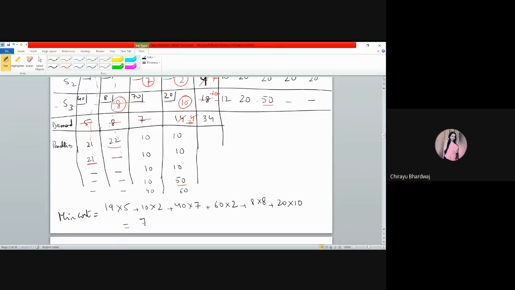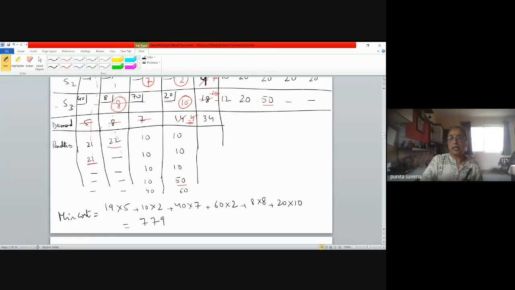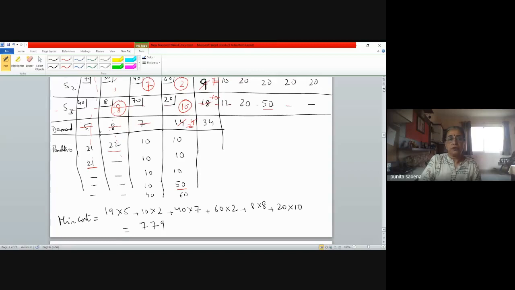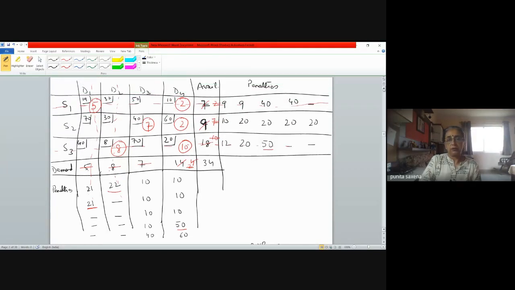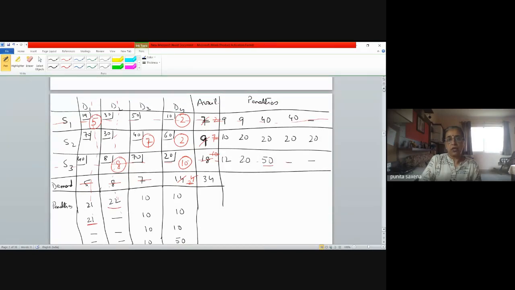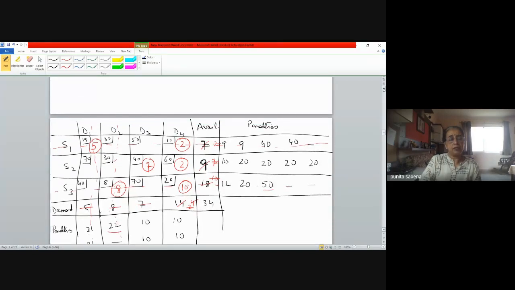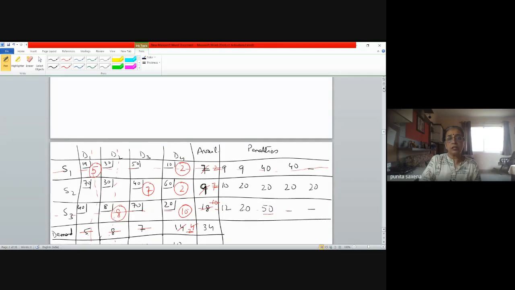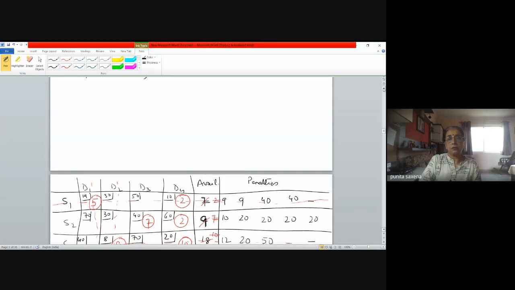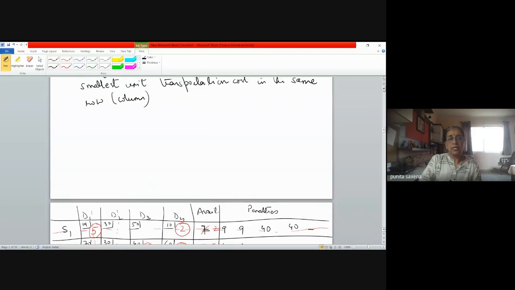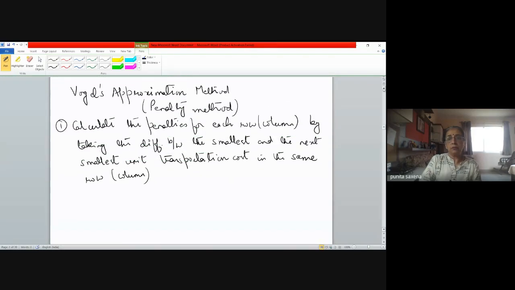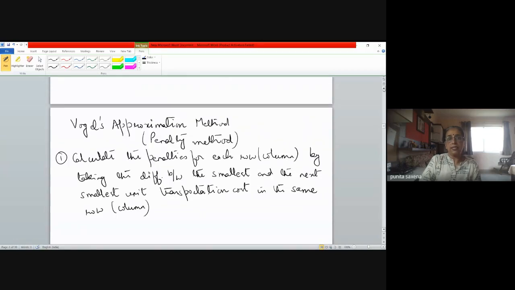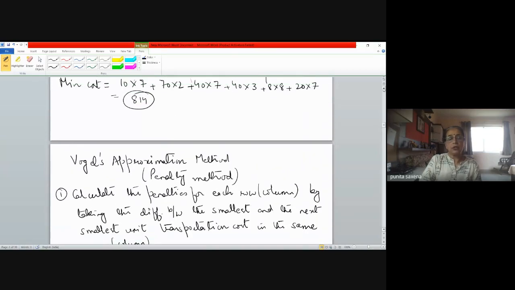It's 779. That's right. Okay. So if you just compare the 3 now, if I just move up to where we had written all the 3 costs, you will see that this is even better. I mean, this cost is even less than the least cost also.